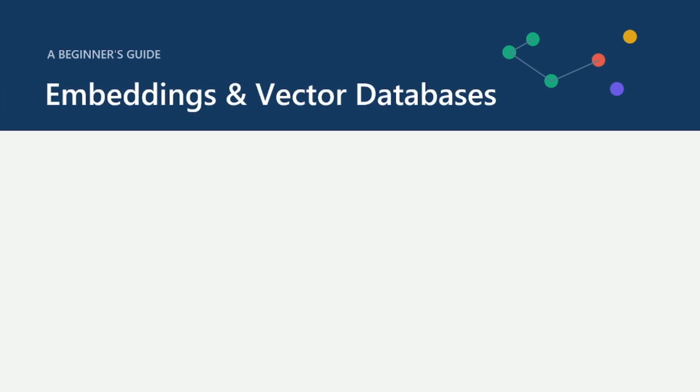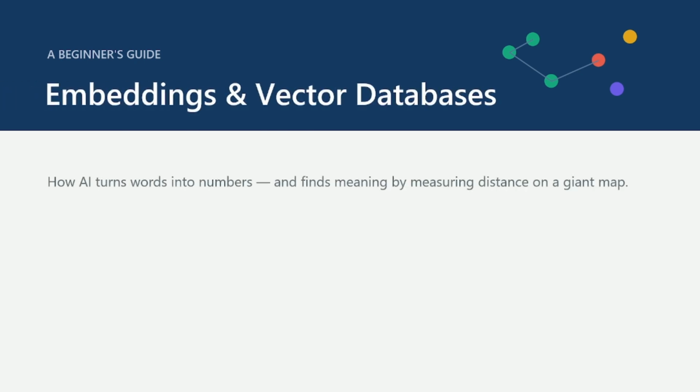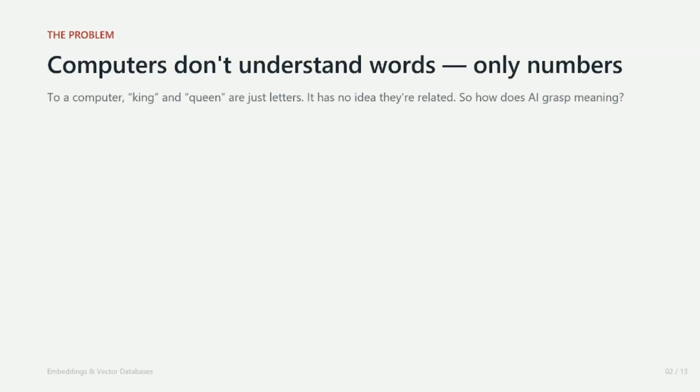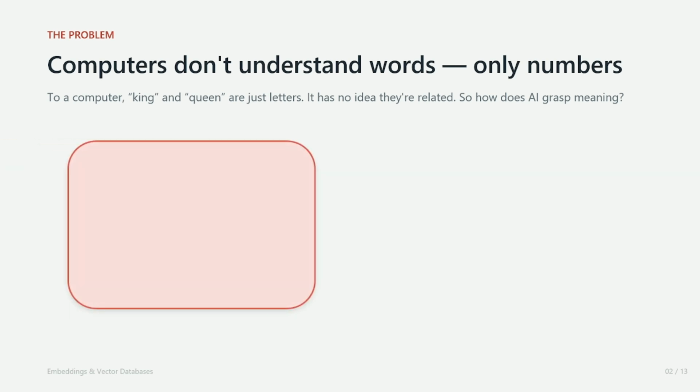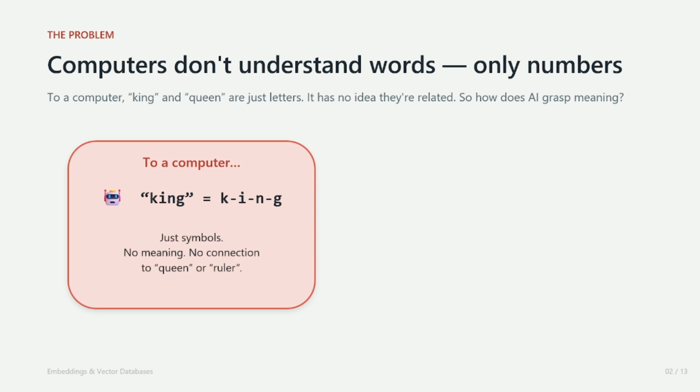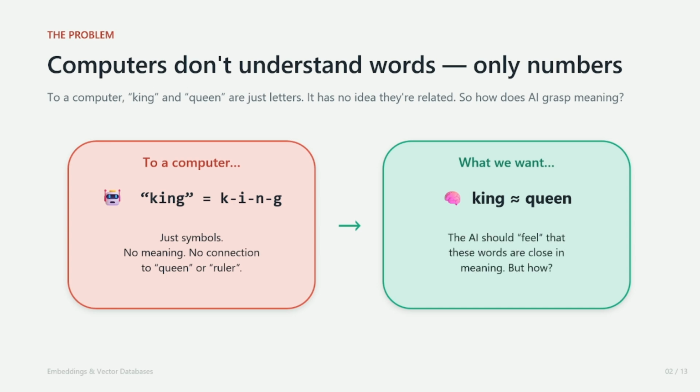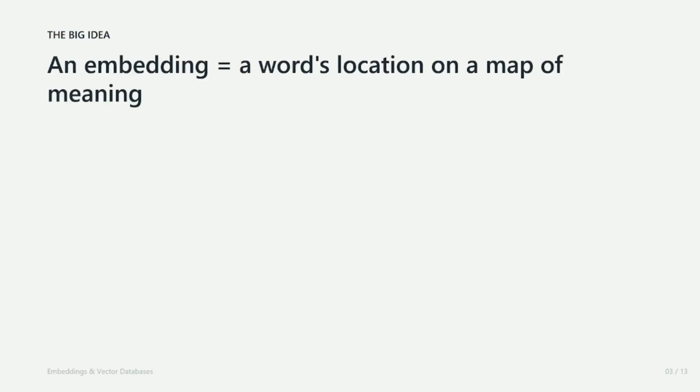Embeddings, vector databases, these two words sound very technical, but the idea behind them is simple and honestly kind of beautiful. Here's the core problem. Computers don't understand words. To a computer, the word king is just four letters, K-I-N-G. It's a bunch of symbols with no meaning. It has no idea that king is related to queen or to ruler. But that's exactly what we need. We want the AI to feel that some words are close in meaning and others are not. So the big question is, how do we get there? How do we teach a machine what words actually mean?